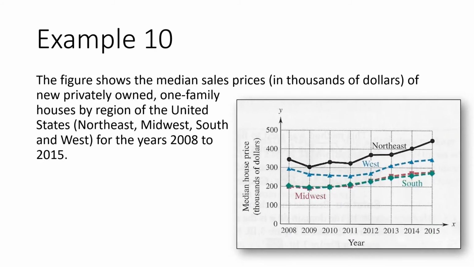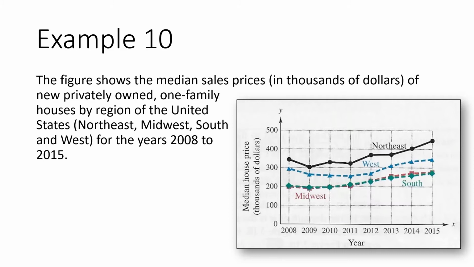Now that we've had a chance to graph several different types of functions, let's look at some graphs that we might find in a magazine or online and see what information we can get from them. This figure shows the median sales price in thousands of dollars of new privately owned one-family houses by region of the United States. The regions being Northeast, Midwest, South, and West for the years 2008 to 2015.